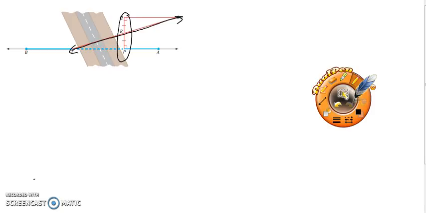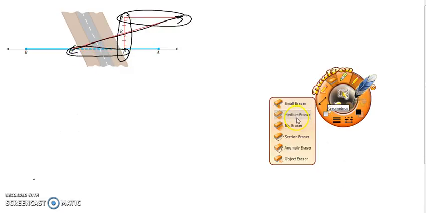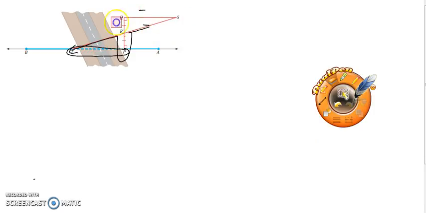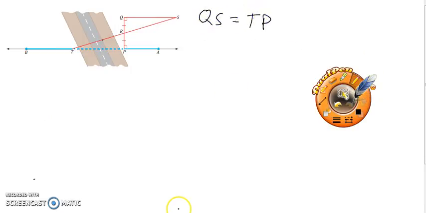It has to cut it perfectly in half. Because if it cuts it perfectly in half, we can then say that this line here is exactly the same as this one here. So to write that mathematically, we can say that QS equals TP. So these are just some of the surveying techniques that are used to find out what distances are.